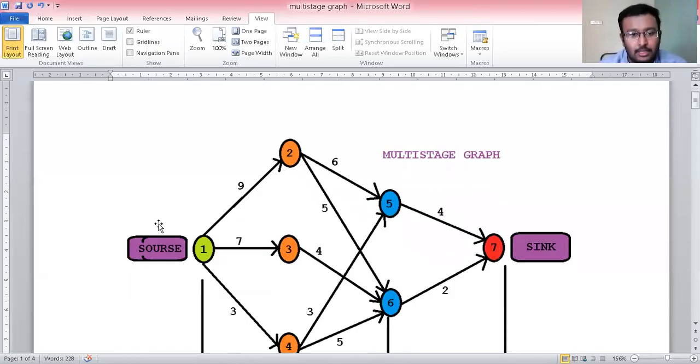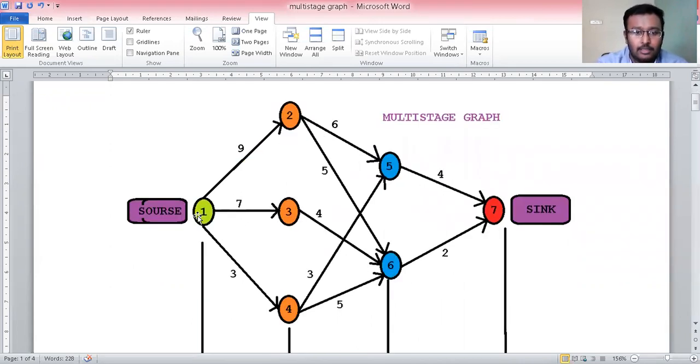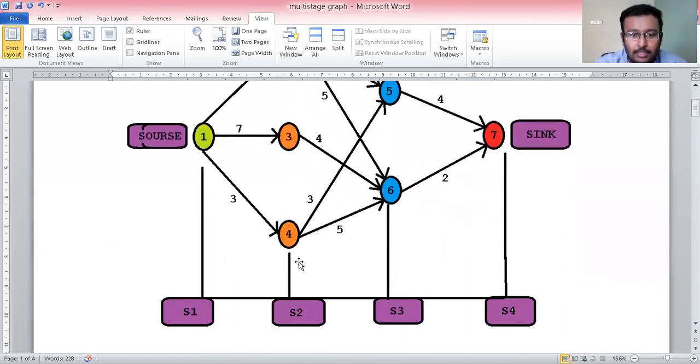Hello students, today I will be teaching you multi-stage graph. So first you should know what is a multi-stage graph. Here I have shown an example of a multi-stage graph where in every stage there are vertices given to you. In this particular graph there are four stages: S1, S2, S3 and S4.